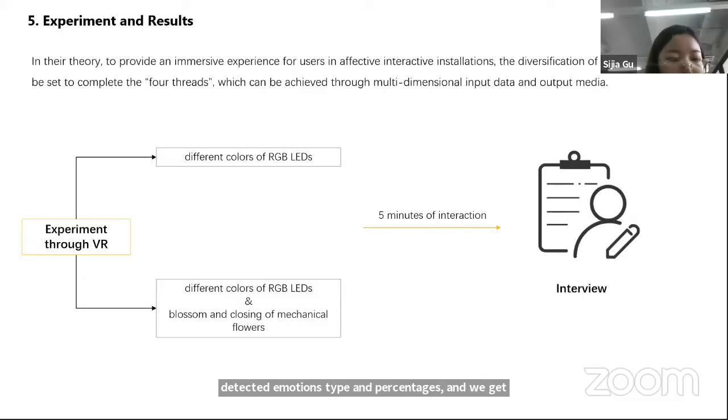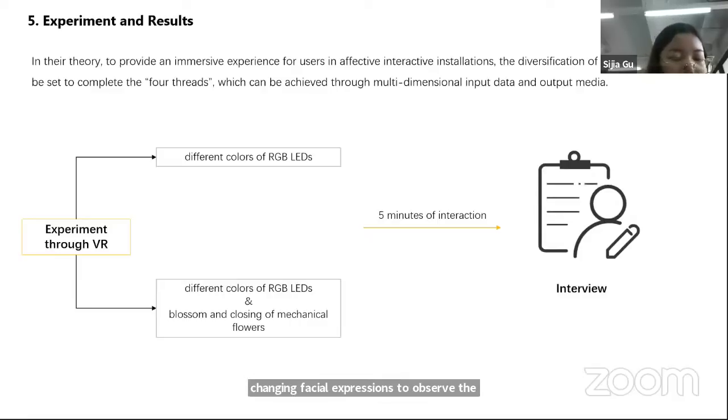And after 5 minutes of interacting with the installation, subjects were interviewed. 10 out of 12 of them did agree that the progressive experience is more attractive. The rich feedback makes them more immersed in it, and the diverse actions of flowers make them more interested in changing facial expressions to observe the changes.